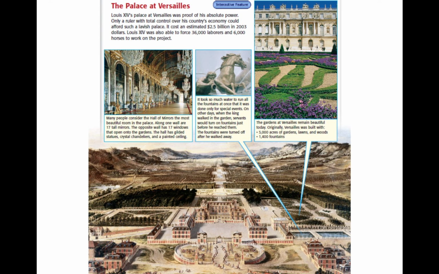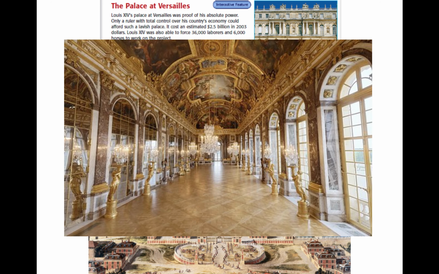You can think about like the football stadium at Douglas County. That's about an acre. All right, so 5,000 acres of gardens, lawns, and woods, and then 1,400 fountains throughout it. All right, so you can see why it took so much water to operate them. Here's a blown up picture of the Hall of Mirrors.